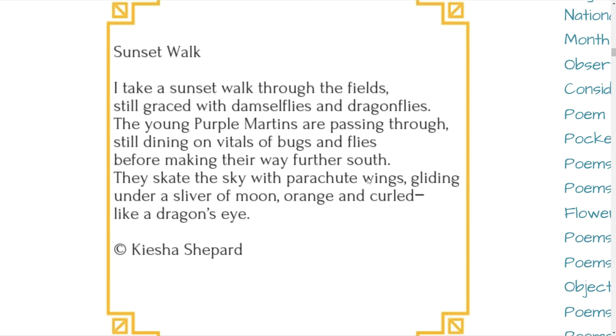I personally wouldn't have kept it so tight here, parachute wings. It sounds like the wings are still kind of in and not actually out like a bird. It's almost like they curled the wings in a little bit and then put them out. I mean, that's the feeling I get when I see this tight little phrase in the middle of this long line. Then she says, under a sliver of moon, okay, orange and curled.